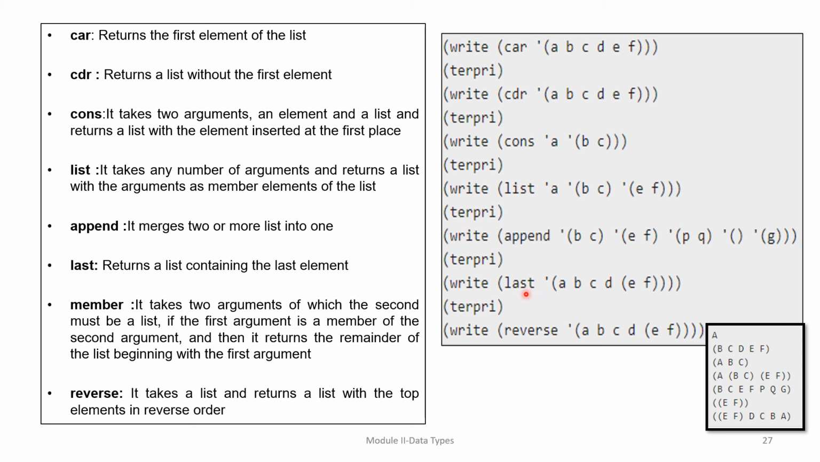Then the next one is last. It returns a list containing only the last element. Here you can see the last element of the list is EF together, so it will return the last element as EF. Then the last one is reverse. It takes a list and returns a list with the top elements in reverse order. It will reverse the list. And member is another function which is not given here. It takes two arguments and the second one must be a list, and if the first argument is a member of the second argument, it returns the remainder of the list beginning with the first argument.